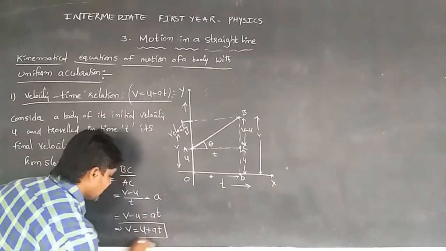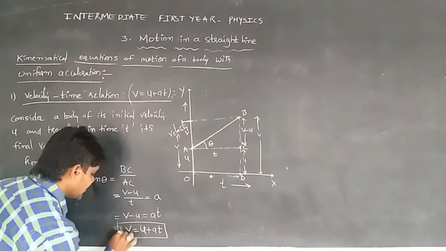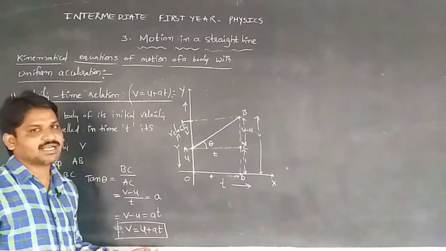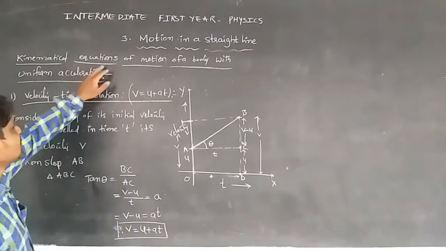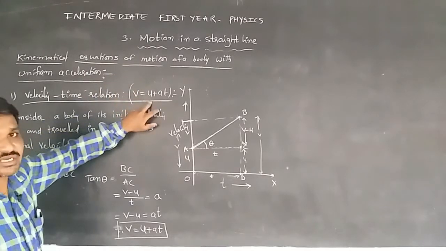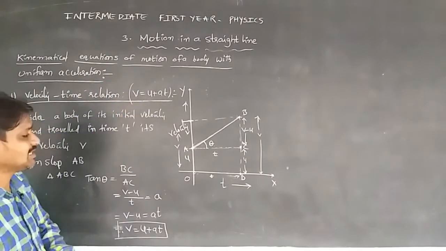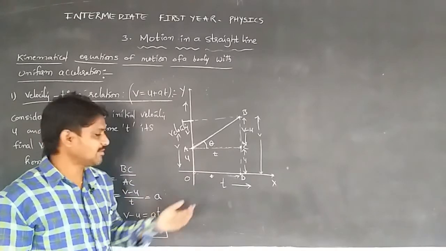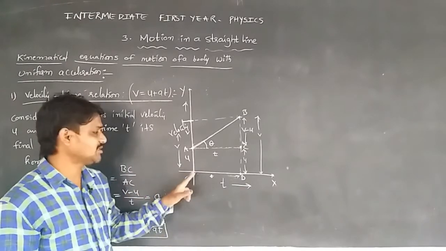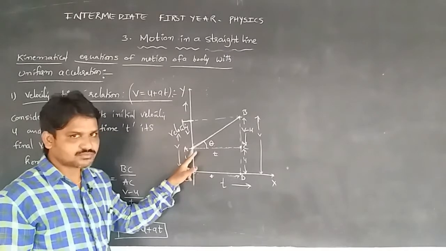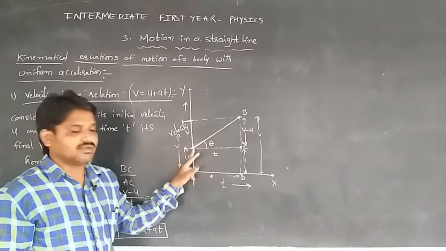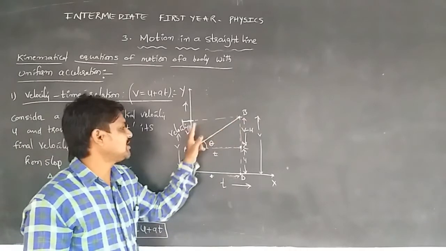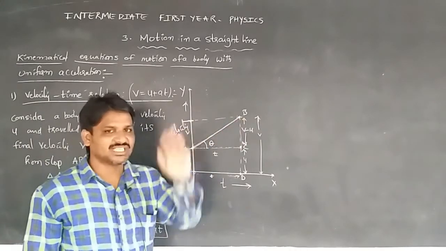This is the relation between velocity and time, which is the first kinematical equation of motion. Once again, let's see. Whenever the body is moving with uniform acceleration, it already has some initial velocity, that is U. Whenever it has travelled for t seconds, then its final velocity becomes V.